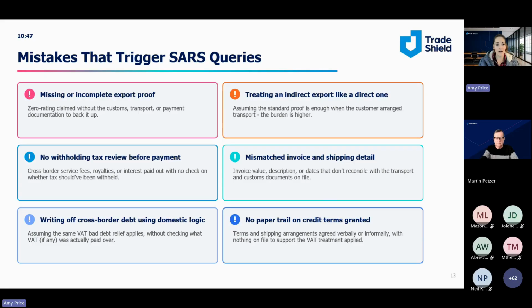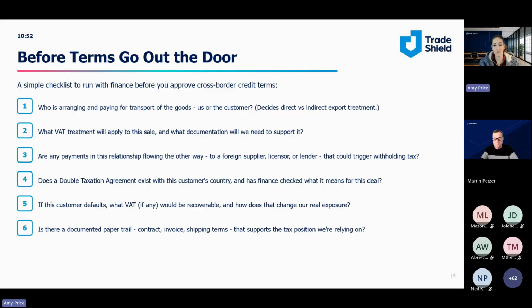Okay, so there are some things that I want you to have a look at before we run out of the door. Who's arranging and paying for the transport of those goods, what VAT treatment will apply to that sale, and are any payments in this relationship flowing either way? So are we paying, are we receiving, are we a supplier or are we a debtor? Are there double taxation agreements in place, and has this customer defaulted, and did we charge VAT or was it zero rated? We would need to consider that as well. And of course, for that paper trail, everything needs to be original.